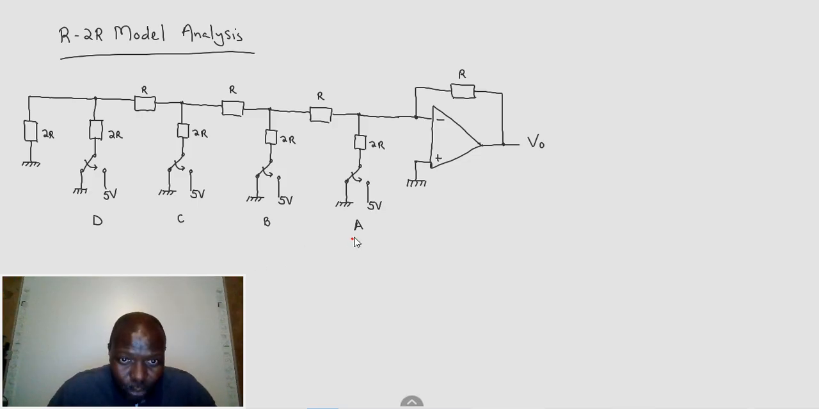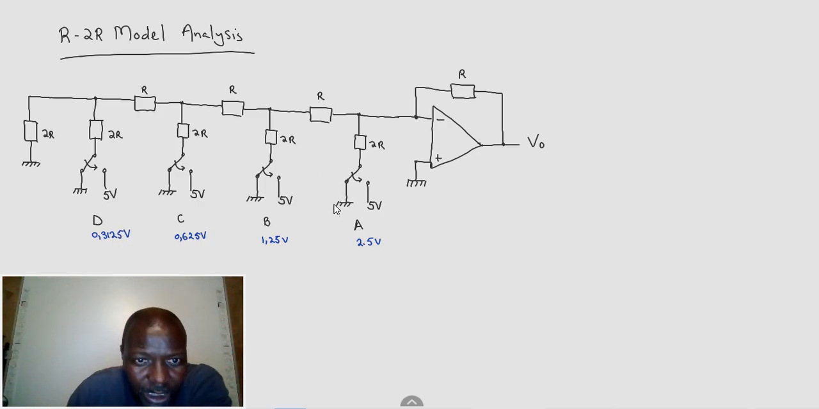What we have seen, that this is 2.5 volts. The A contributes there 2.5. The B contributes what? Half of it, 1.25 volts. The C contributes what? Half of it, which is 0.625. And you would have seen that, similarly it can be proven that this one here would contribute 0.3125 volts.